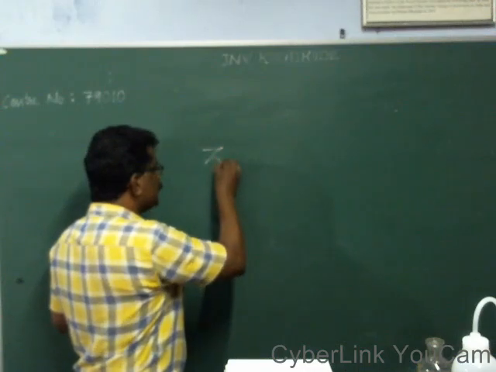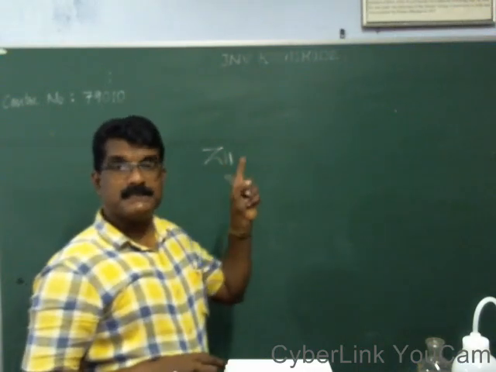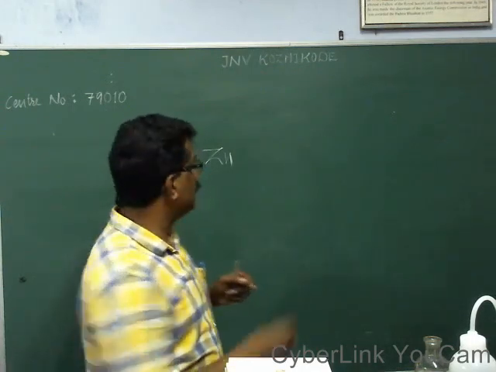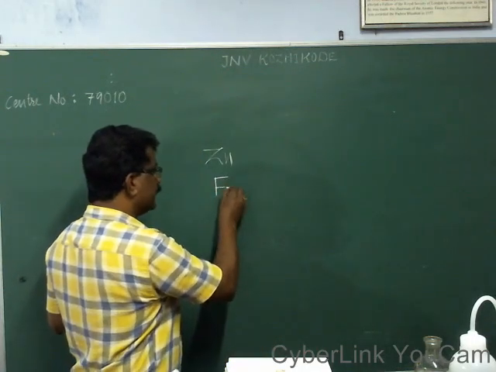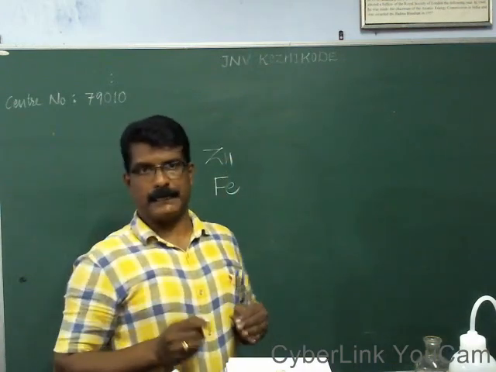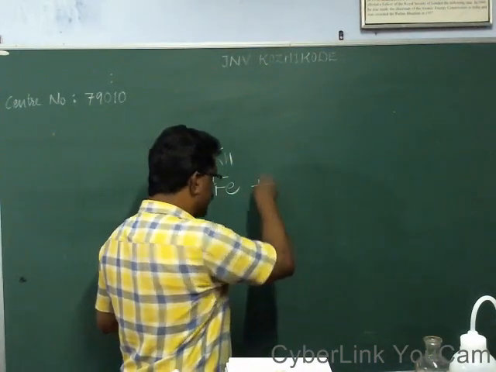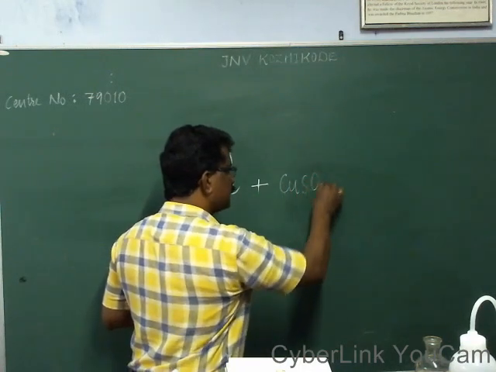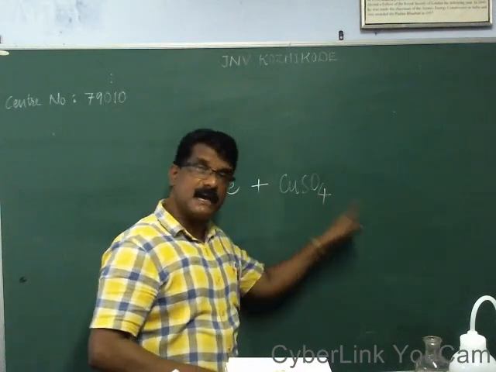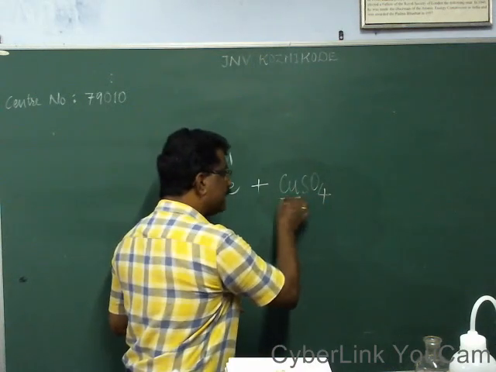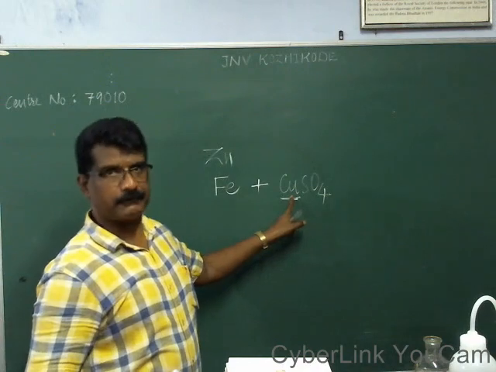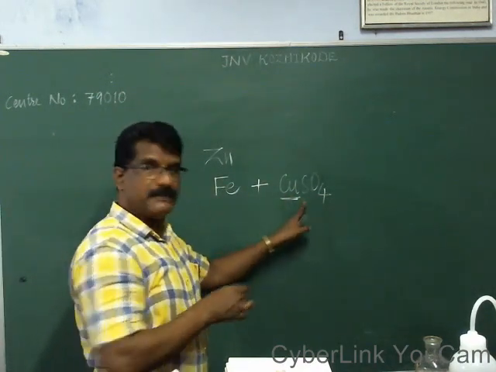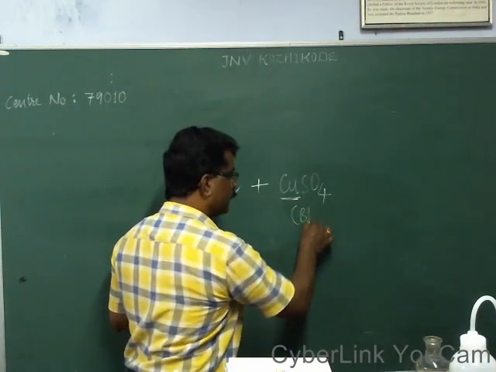See, zinc is a metal, or I will write another example, Fe. Fe is a metal. When I am treating this iron with copper sulfate, see, copper sulfate means it is a salt. This salt is having a metal, copper.